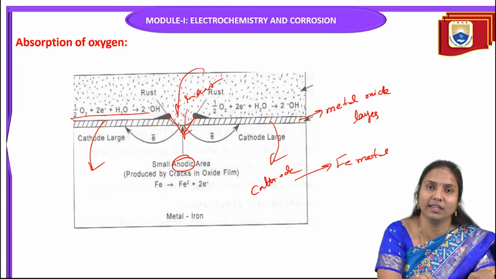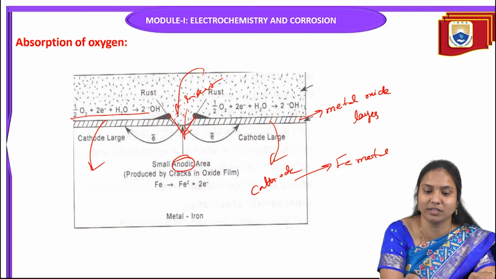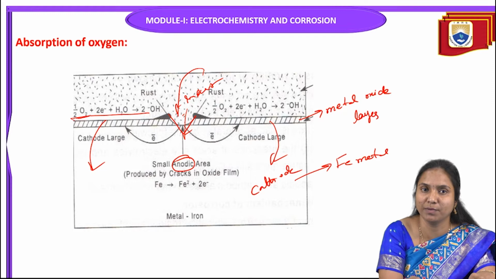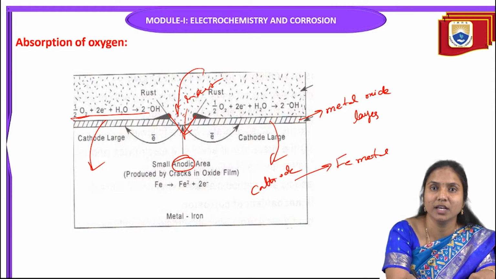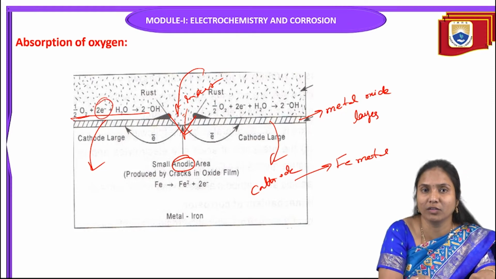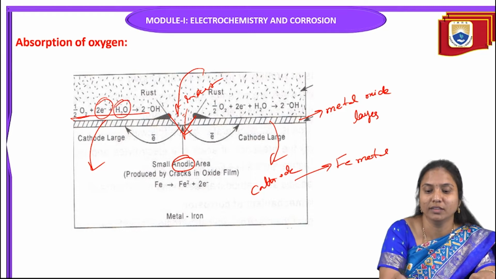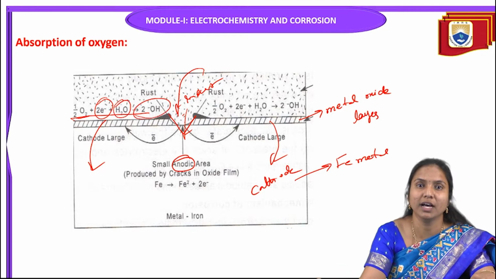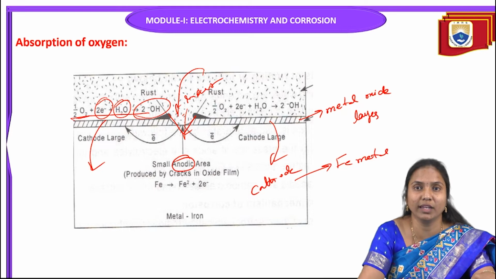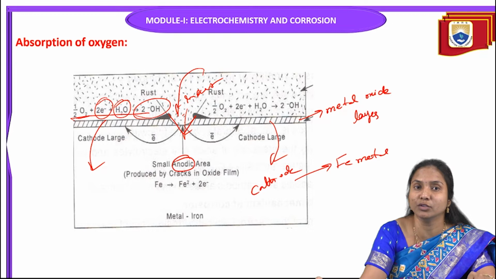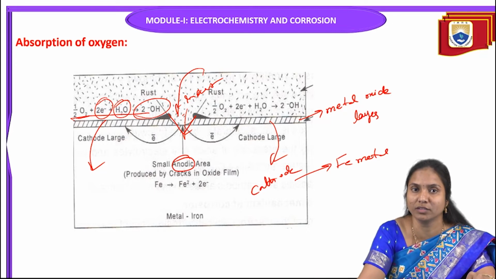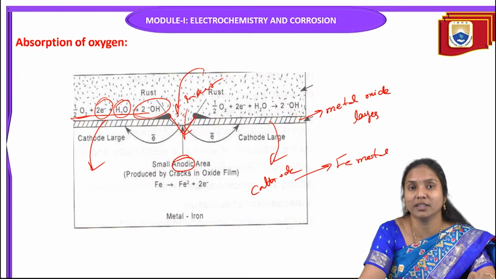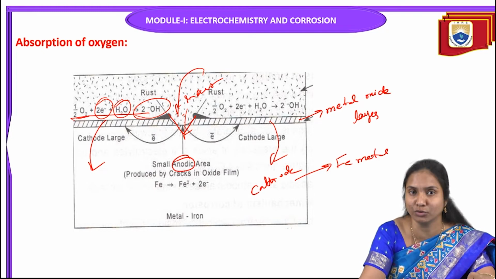At the cathodic area, atmospheric oxygen is present. It gains electrons and uses water, and finally it gives 2 OH minus ions. So this absorption of oxygen type of reaction mainly occurs in a neutral medium like water or NaCl solution.